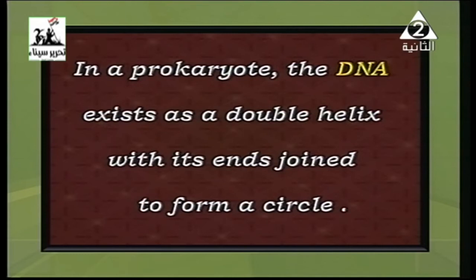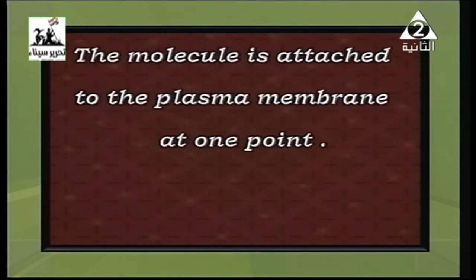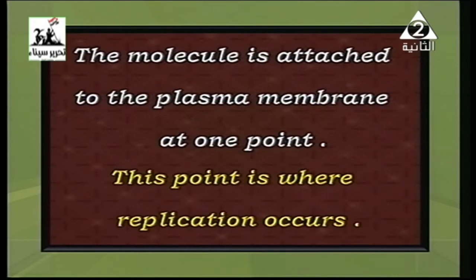While in prokaryotes, the DNA exists as a double helix with its ends joined to form a kind of circle. It looks like a circle. But in eukaryotes, the DNA exists in the form of chromosomes, not a circle as in prokaryotes. The molecule is also attached to the plasma membrane at one point. This is the point where replication takes place in prokaryotes.